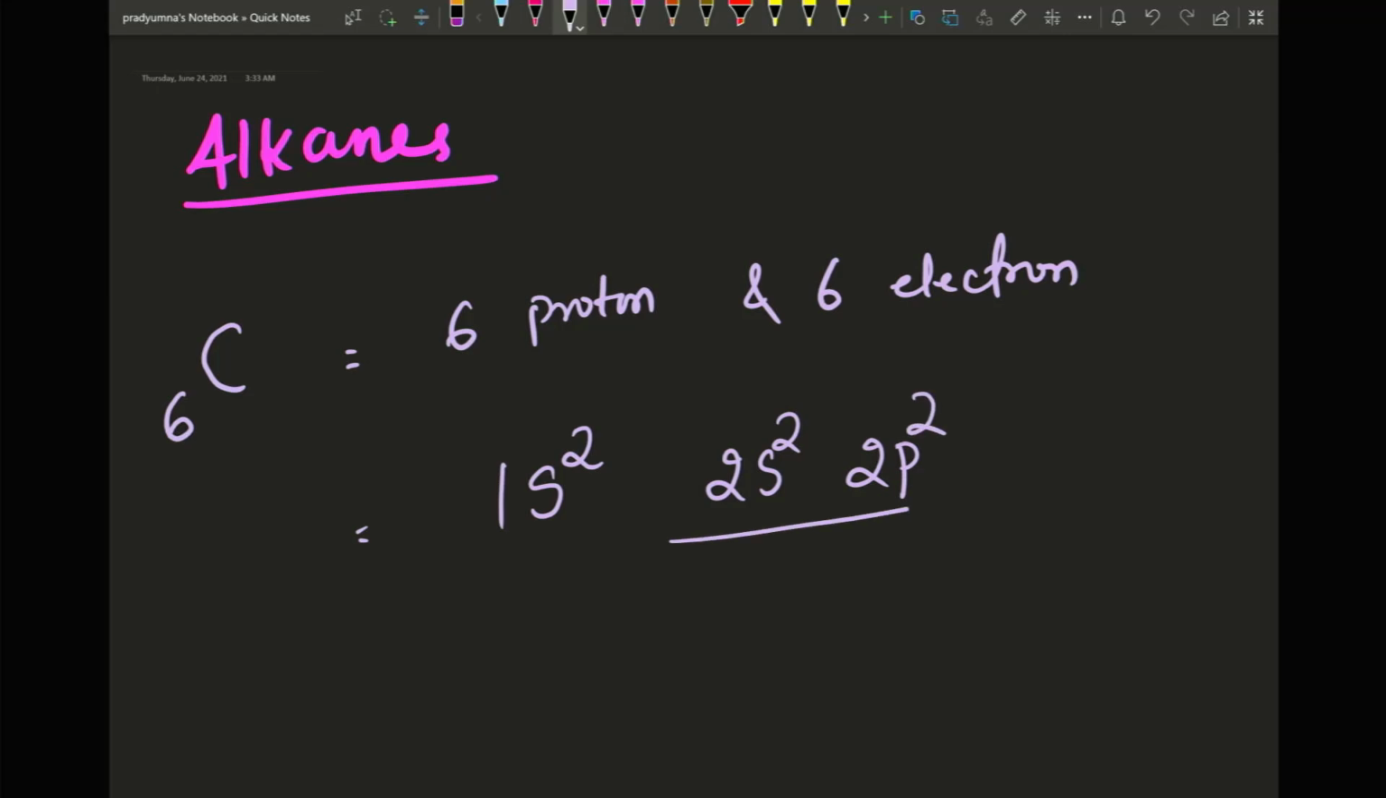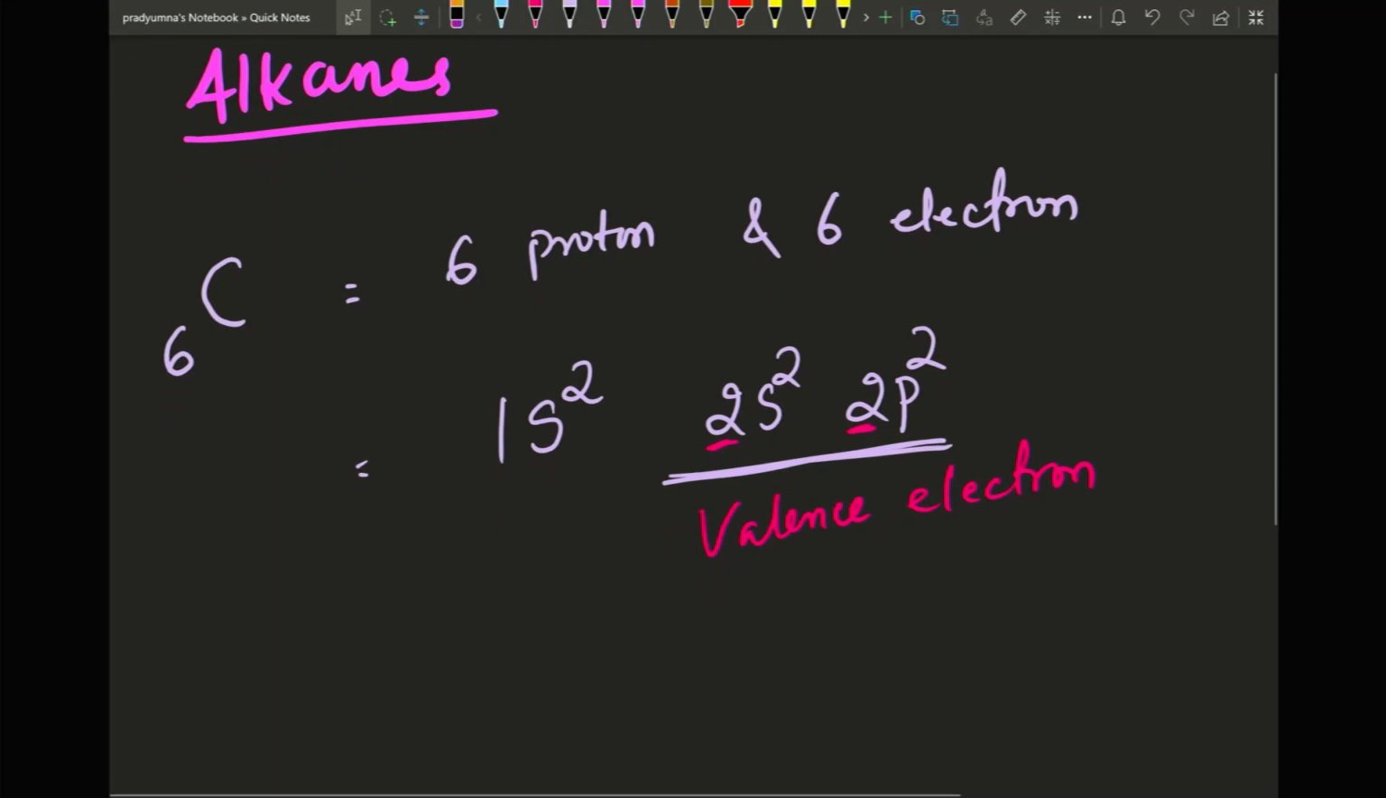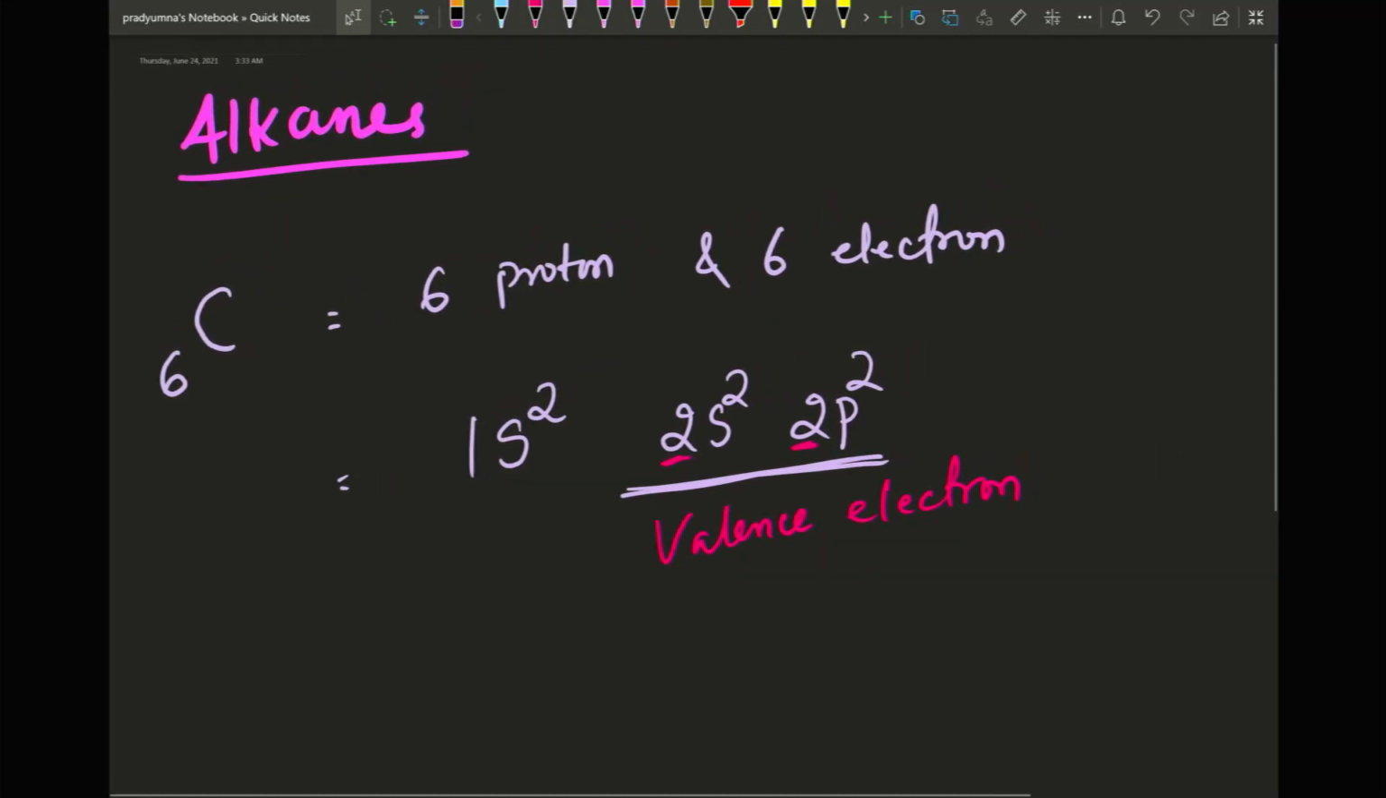So how many valence electrons does carbon have? Valence electrons are the electrons on the outside shell. The outside shell is the second shell, the most outside. So the electrons present in the outermost shell are called valence electrons. In this case, how many valence electrons do we have? We have 2 and 2 here. So 2 plus 2, 4 valence electrons.